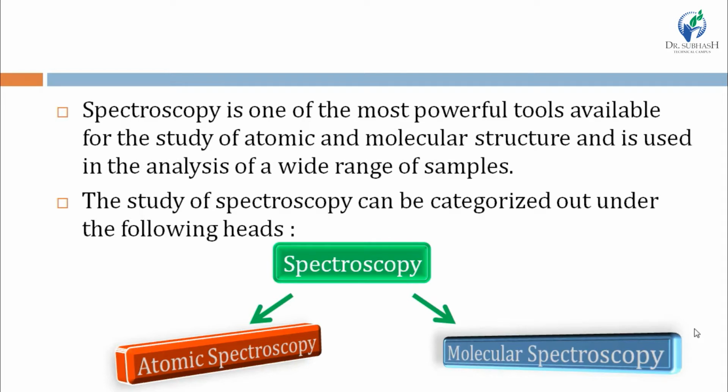Spectroscopy based on the principle can be divided into two types, as I said, absorption spectroscopy and emission spectroscopy, based on the principle involved in that technique. While based on its application, whether it gives information on atomic level or on molecular level, the spectroscopy is divided into atomic spectroscopy and molecular spectroscopy. So this is the basic introduction about spectroscopy.